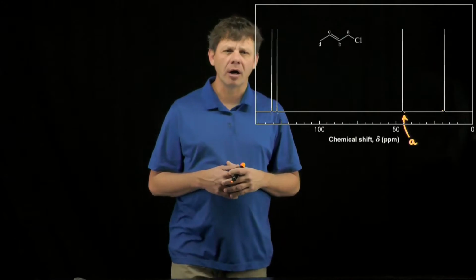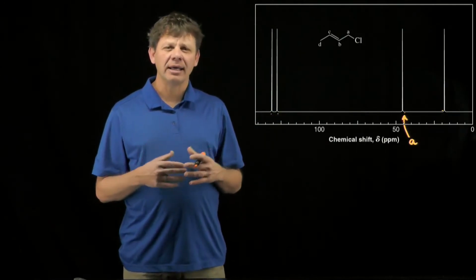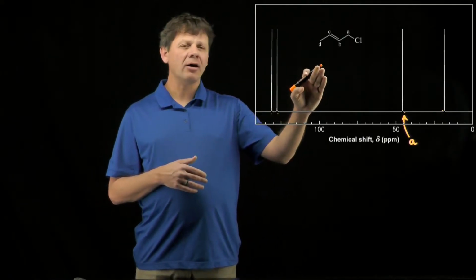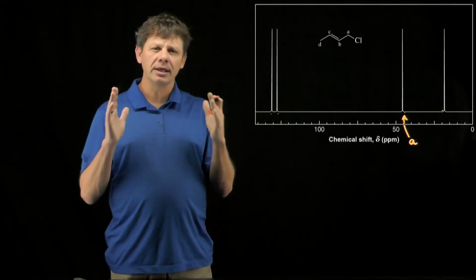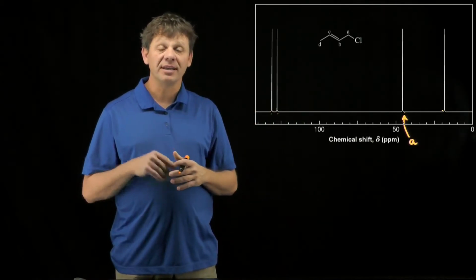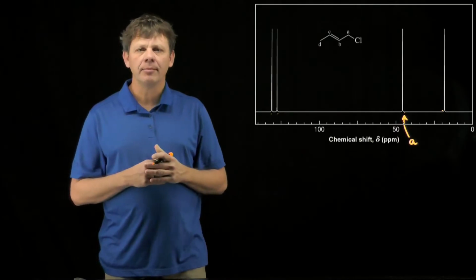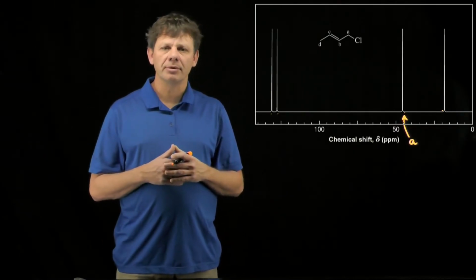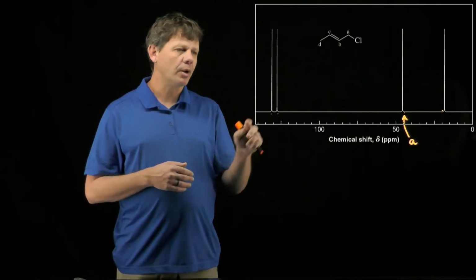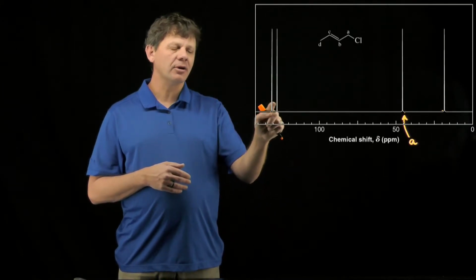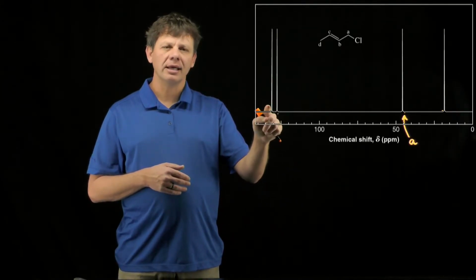Let's move over to carbon B, which is an alkene. Carbon B is an alkene, so we expect it to show up between 100 and 150. Carbon C is also an alkene, and so we would expect it to show up between 100 and 150 as well. So we know that these two peaks are both going to be the alkenes.